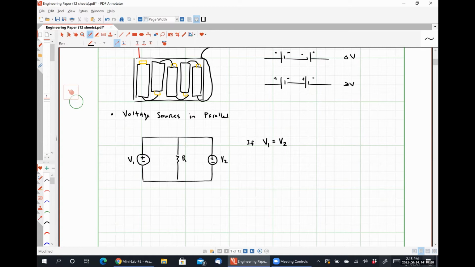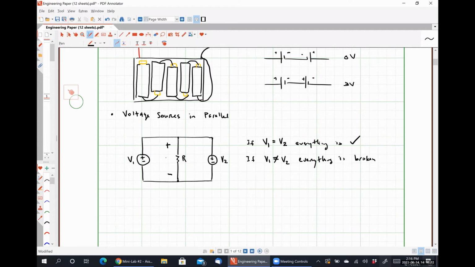If V1 and V2 are identical, everything is okay. If V1 does not equal V2, everything is broken. Let me explain what I mean by that.